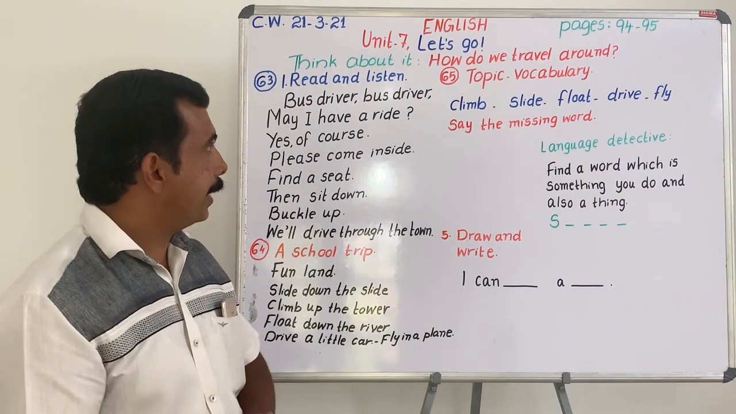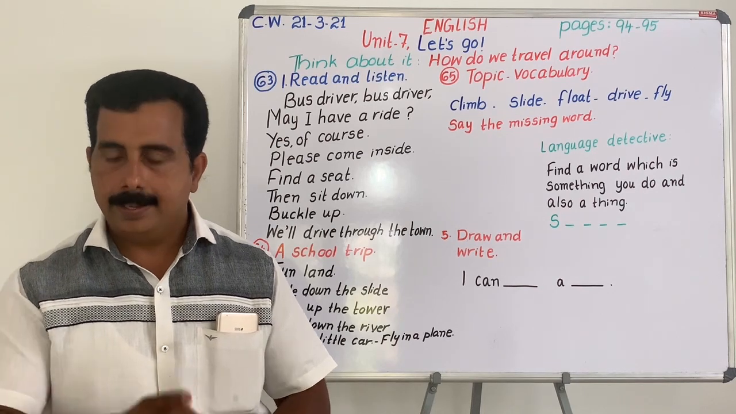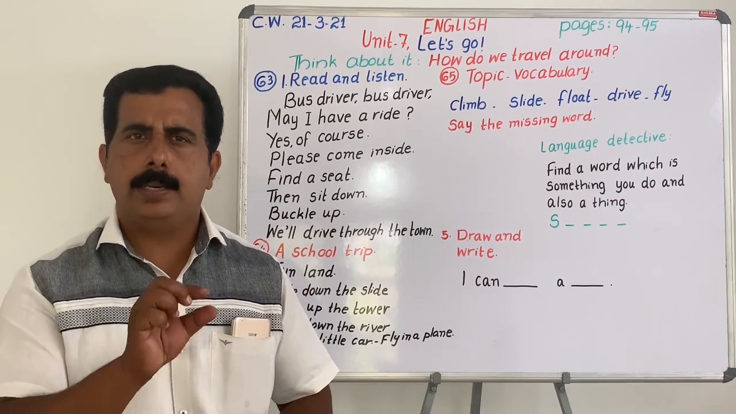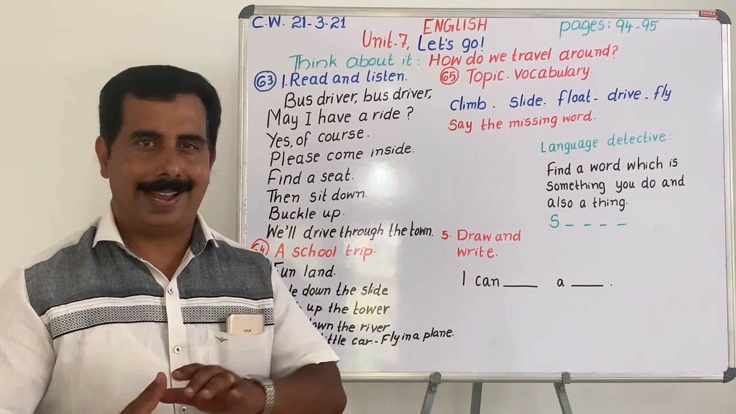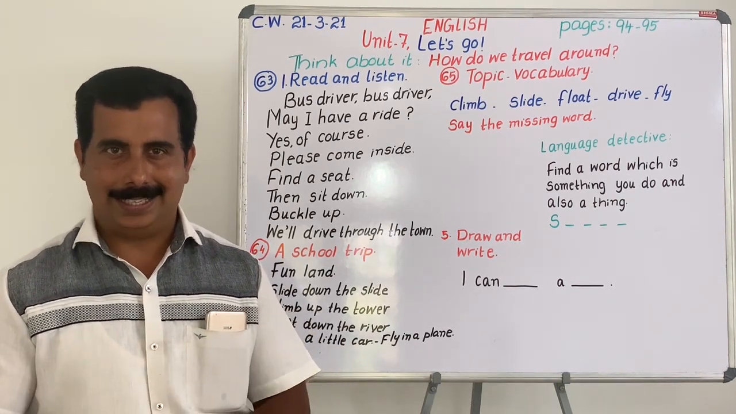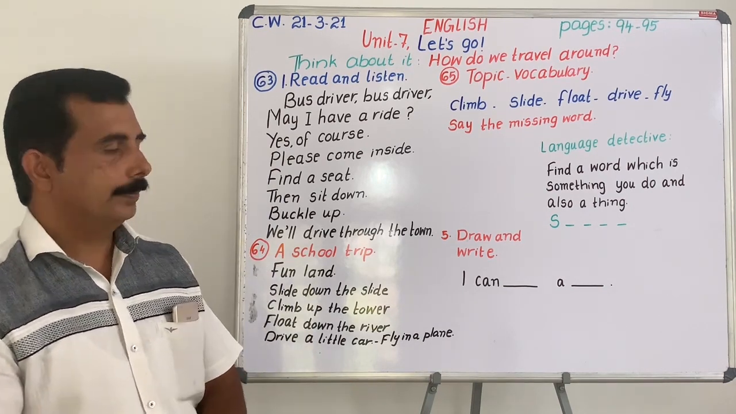Okay? So, now, do you want to listen? You want to listen to CD track 65? Yeah, listen. Listen to the sentences. Say the missing word. That means there is a sentence and there is a missing word, so try to say the answer when you listen. Ready? Yeah, here comes. Track 65.